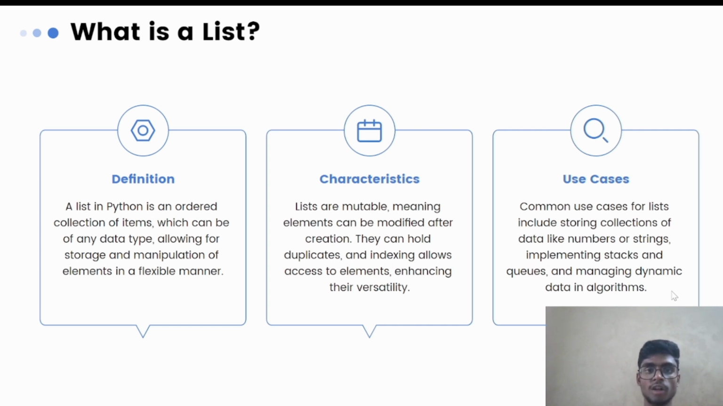What are the characteristics of a list? Lists are mutable, meaning elements can be modified after being added to a list, and indexing allows access to elements, enhancing the versatility. Usage of lists: common use cases for lists include storing collections of data like numbers or strings and queries, and managing dynamic data in algorithms.